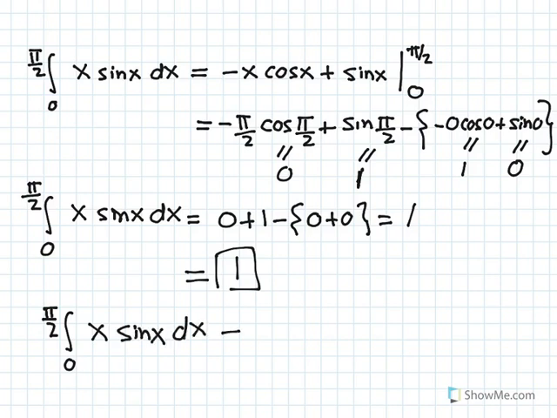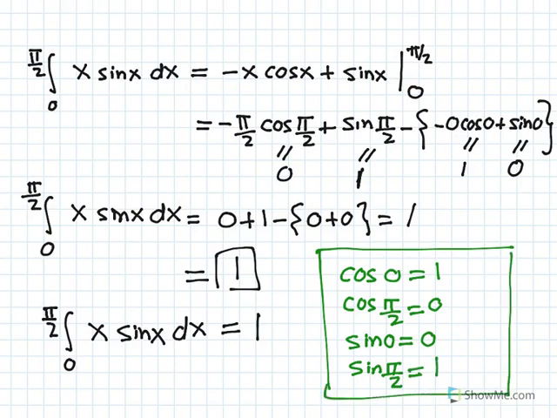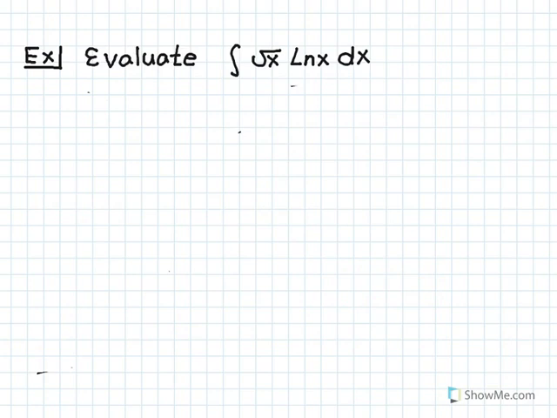The result of this integral is equal to 1. All right, let's write a few of the trig functions that we looked at earlier. It's important that you memorize that cosine 0 is equal to 1. Cos of pi over 2 is equal to 0. Sine of 0 is 0. Sine of pi over 2 is equal to 1. Good to memorize these. You will need them.